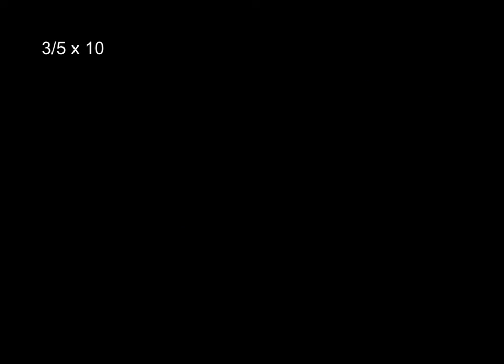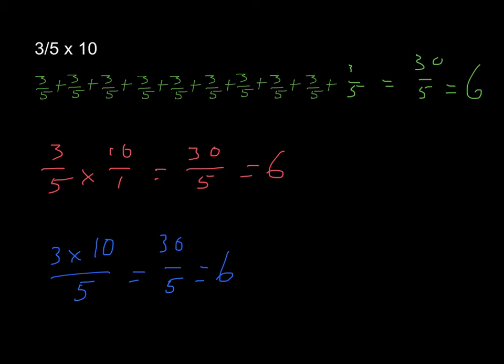3/5 times 10. Try it 2 different ways. When I solved it, here are the 3 different ways. You did 3/5 plus 3/5 10 times, where I got 30/5, which simplifies to 6. I did 3/5 times 10 ones, which is, again, 30/5, which simplifies to 6. And finally, I did it 3 times 10 over 5 equals 30/5, which simplifies to 6.